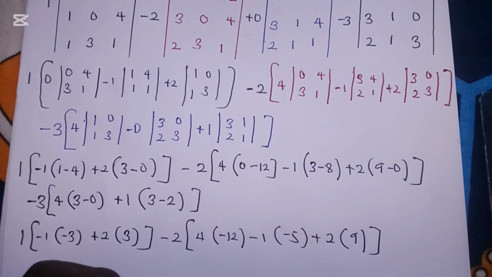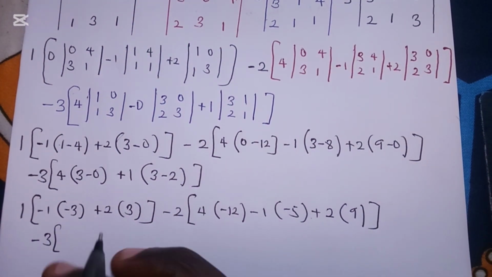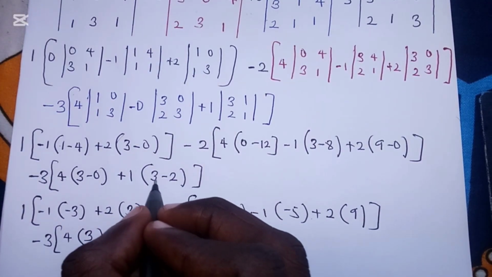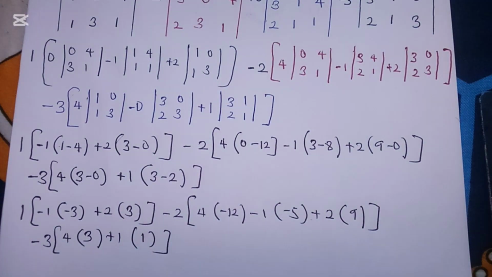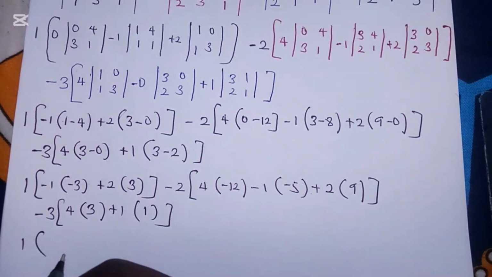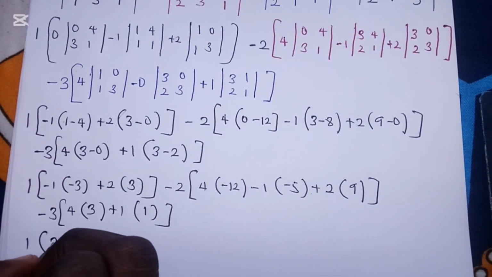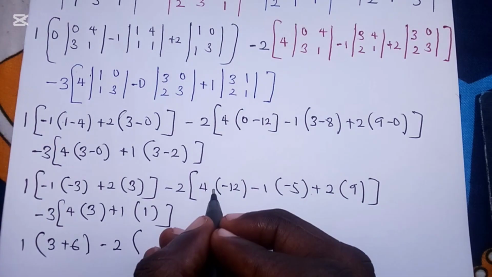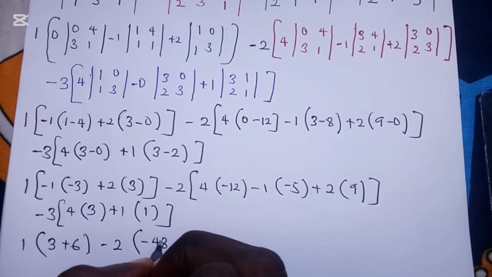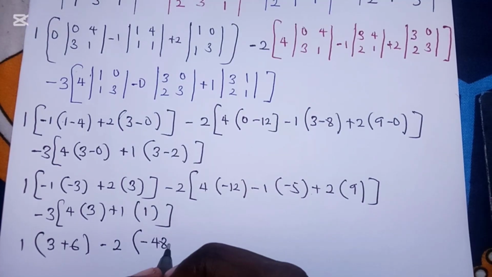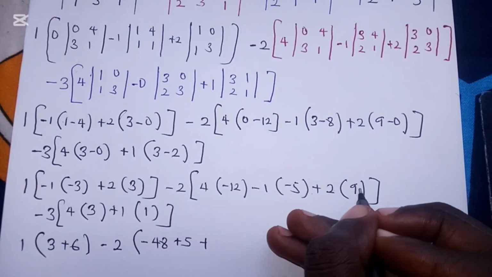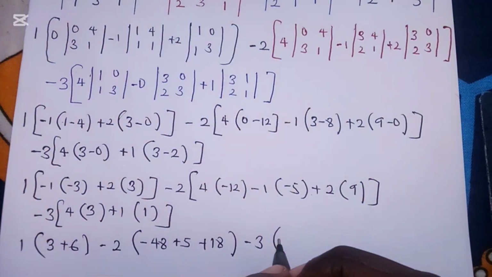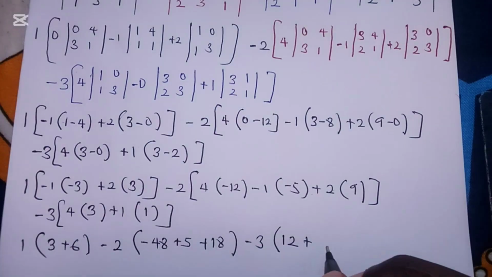Then we have something here. We say minus 3 into 4 into 3 minus 0, this is 3, plus 1 into 3 minus 2, it is 1. We close giant brackets also. Then let's simplify now. This is 1 into minus 1 times minus 3, this is 3, plus 6. Okay, right away now we say minus 2 into 4 times minus 12, this is minus 48, minus 1 times minus 5, it is plus 5. Then we have plus 2 times 9, it is 18. We have minus 3 into 4 times 3, it is 12, plus 1 times 1, it is 1.